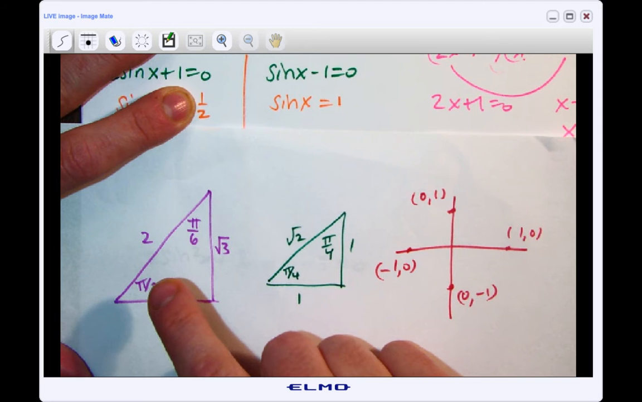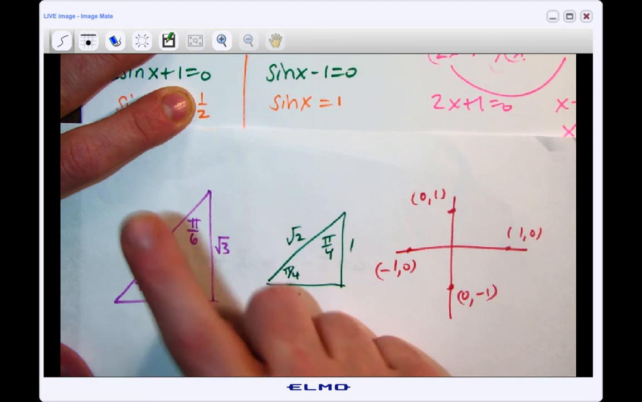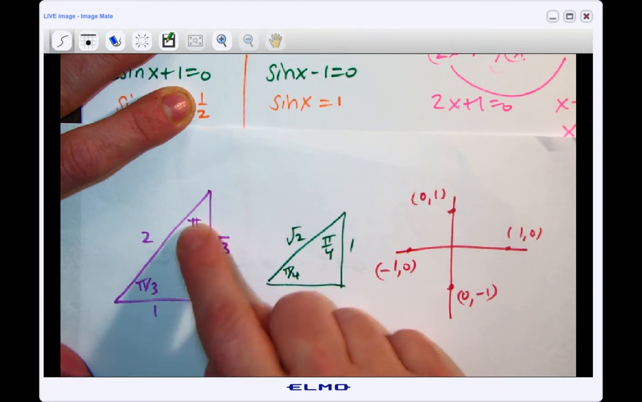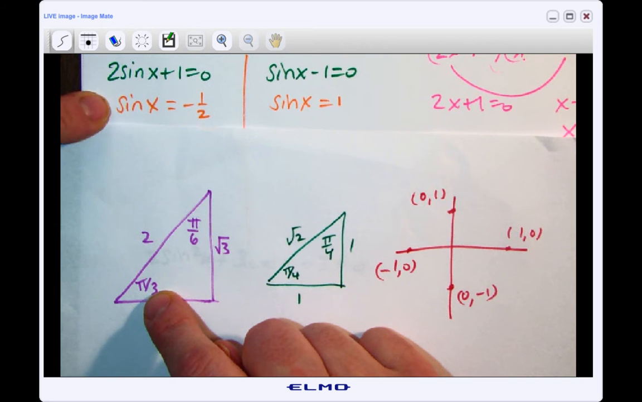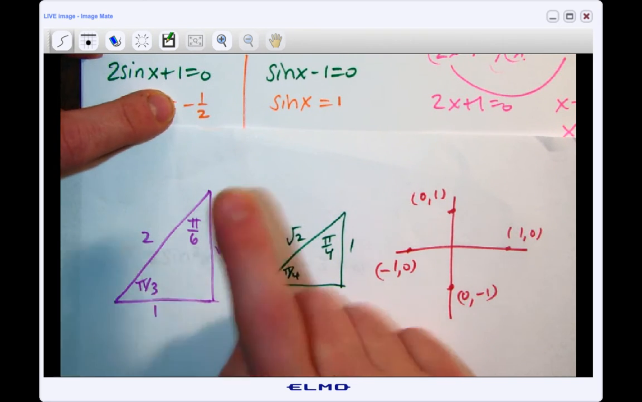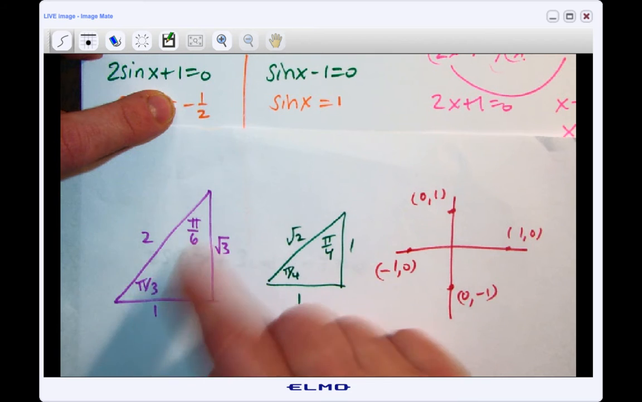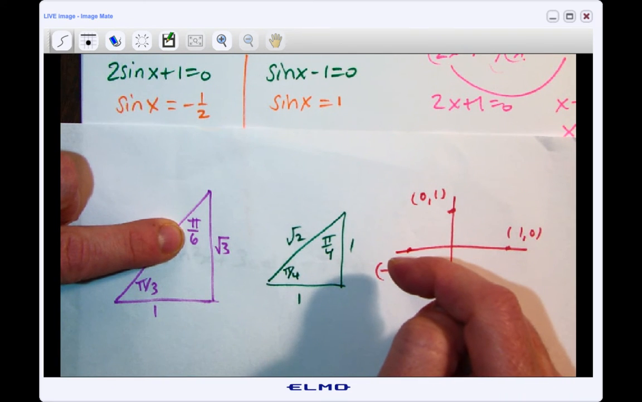And now I know that the one that has the opposite and the hypotenuse is the pi over 6. But I know that the solution to this equation is not actually pi over 6 because we have a negative a half. But this gives me the start that I need. So I know that my reference angle is going to be pi over 6.